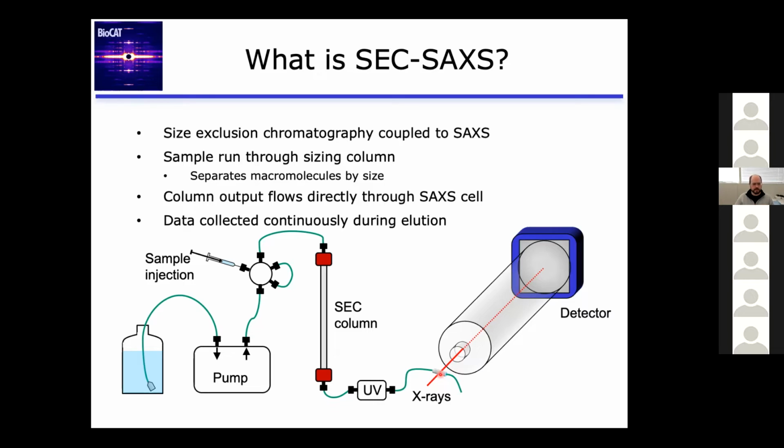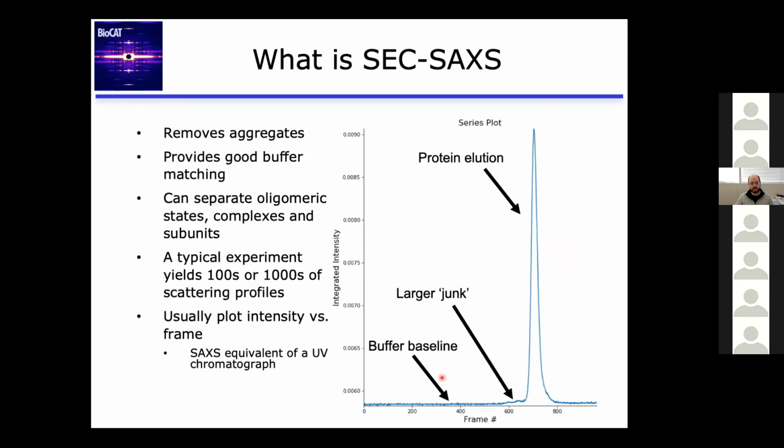And so this is extremely useful if you have, say, samples with macromolecules of different sizes, because the column will separate out those different sizes, and then you can get good data on each one by itself. That's the idea. It doesn't always work that way.